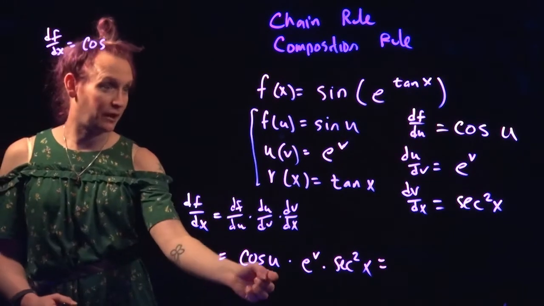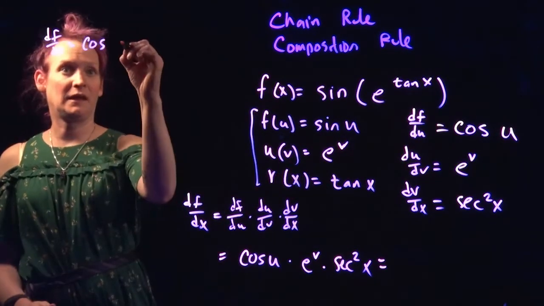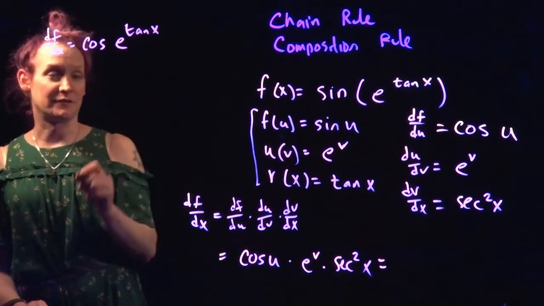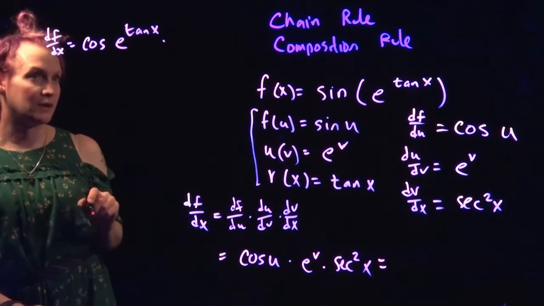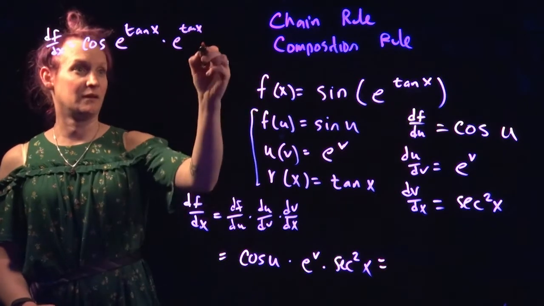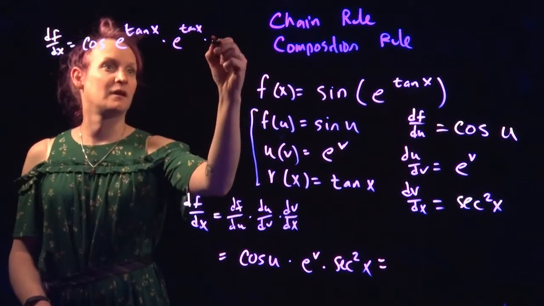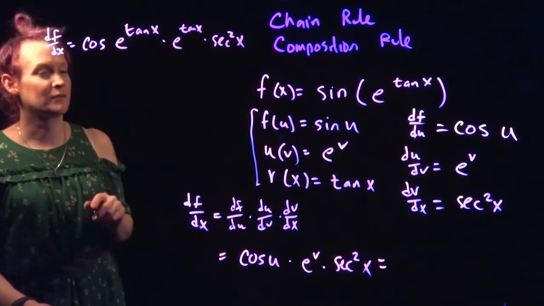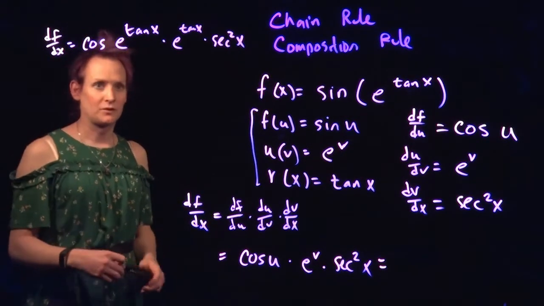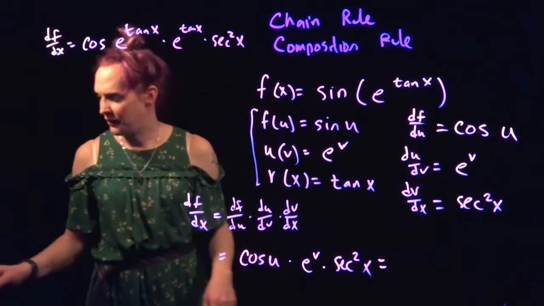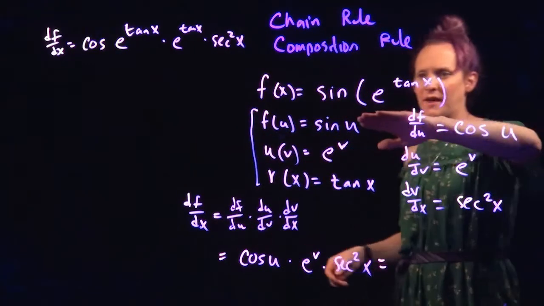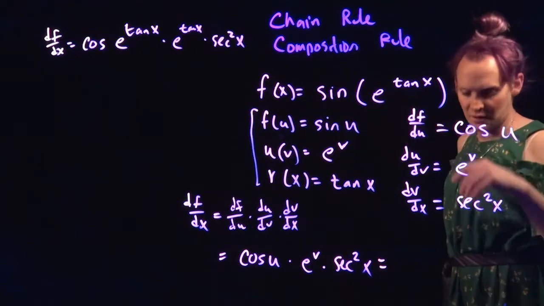Cosine of u, e to the v, tangent of x times e to the tangent of x times secant squared x. So just focusing our attention on this thing at the top here. Okay, so I want to tie that into the original function.